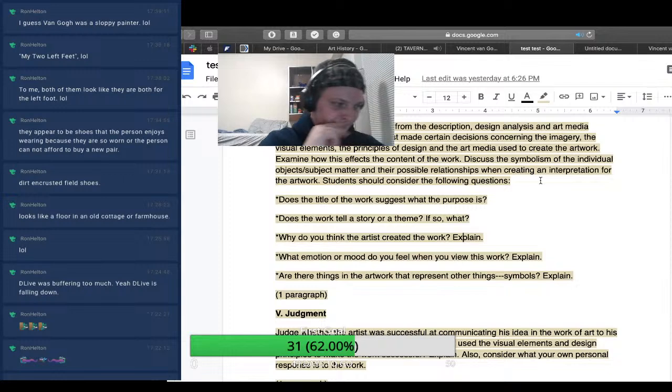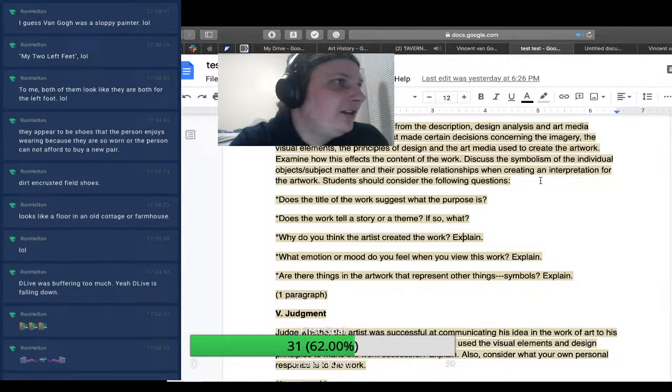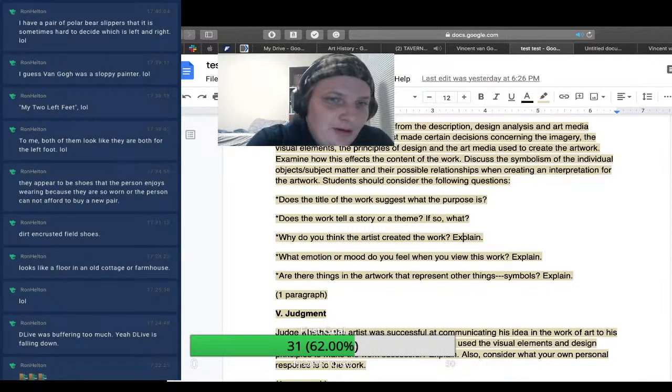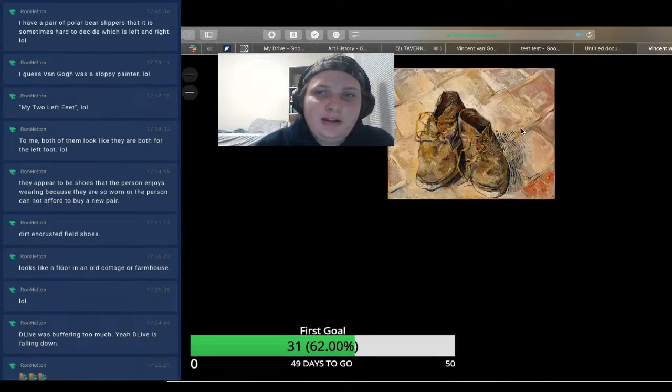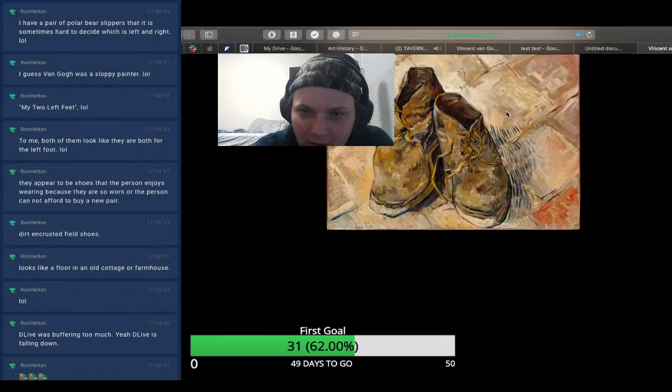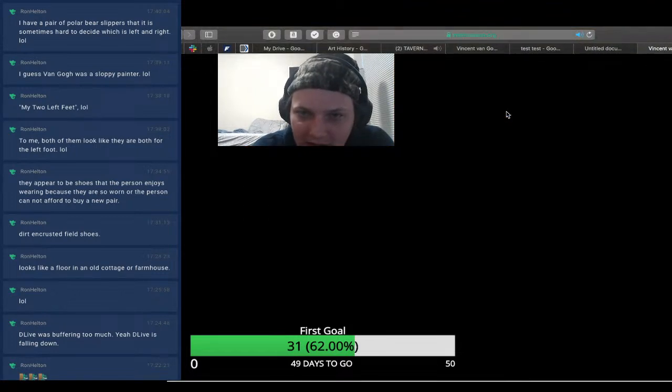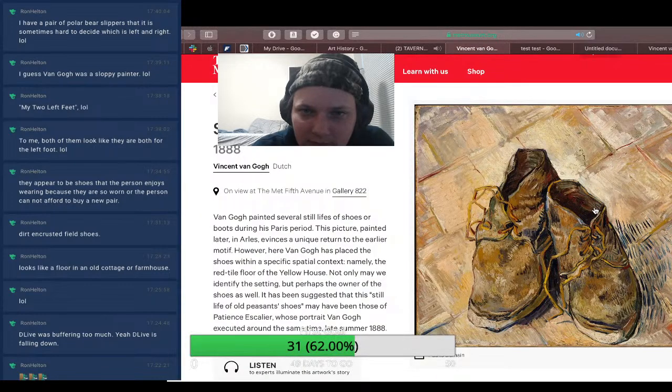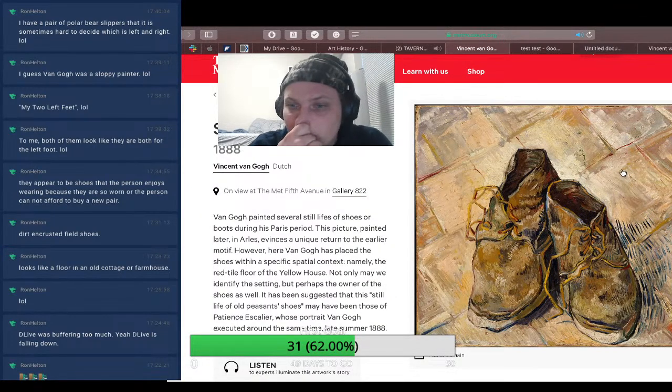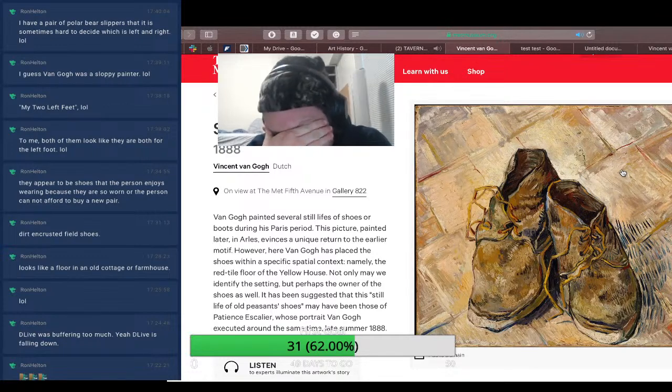Ron Helton says here, I guess Van Gogh was a sloppy painter. It's funny that you mentioned that. I was actually talking about that earlier, because we can go back to the painting here. I was showing a different part of the piece. Oops, where did we go? Okay, we'll just pull up this picture. I was showing a different part earlier, where it's talking about his effect.